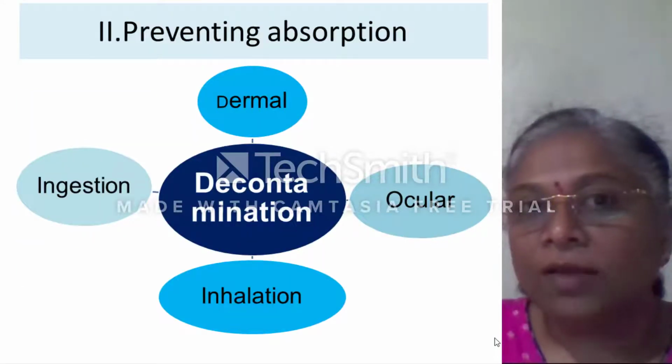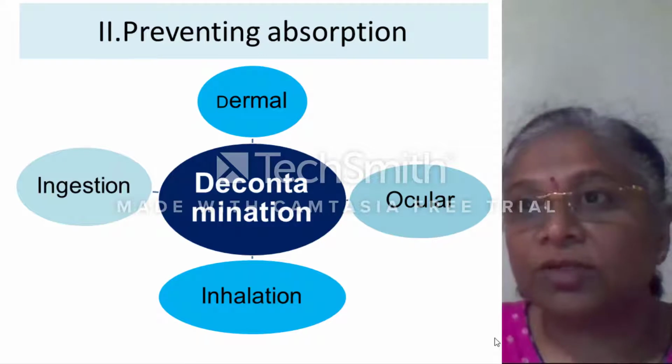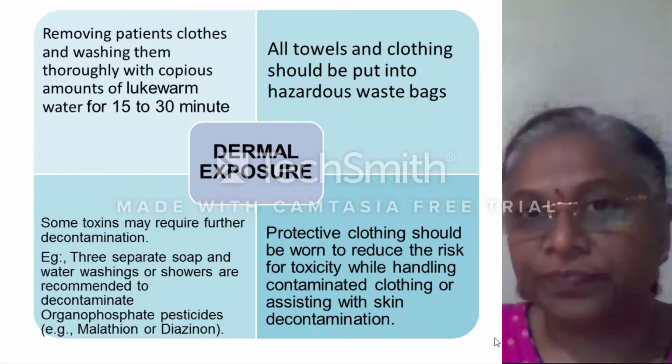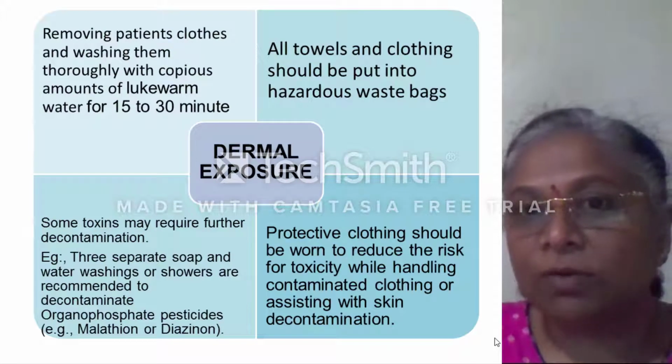So, the second step, that is preventing the further absorption of the poison, can also be termed decontamination. There can be four ways: dermal decontamination, ocular, inhalation, or, if the poison is ingested orally, ingestion. So let's understand about dermal exposure.